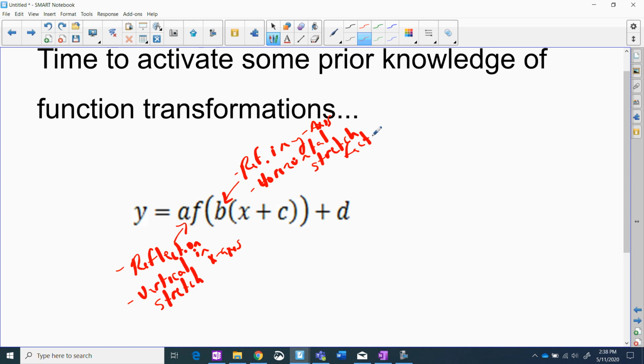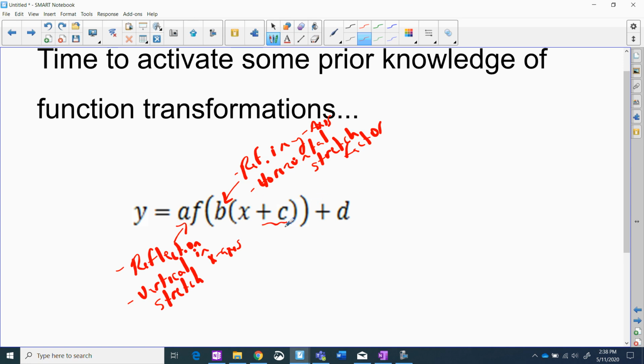This one here is always the reciprocal. So if you saw a 2 there, that means it's going to be half the width horizontally. If it was a 1/5, it's actually going to get wider by a factor of 5. This one's always the reciprocal.